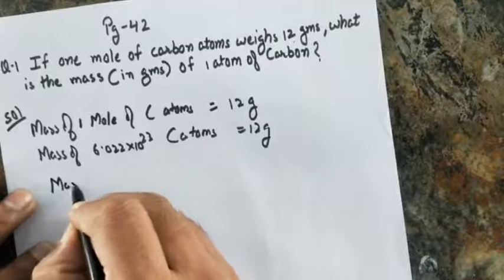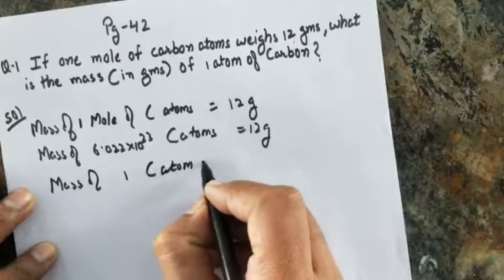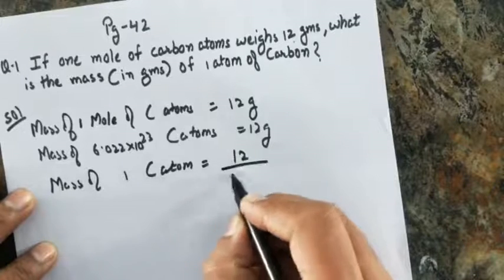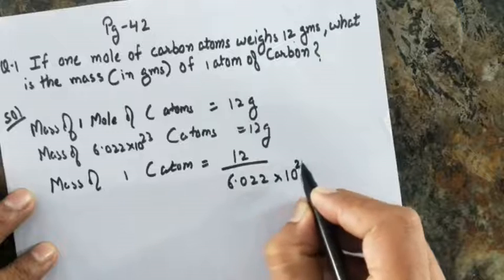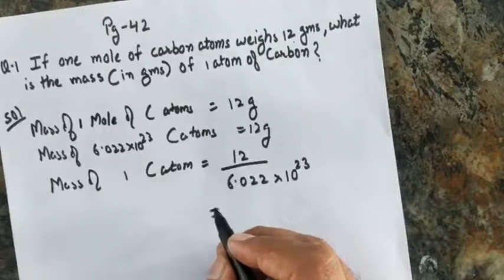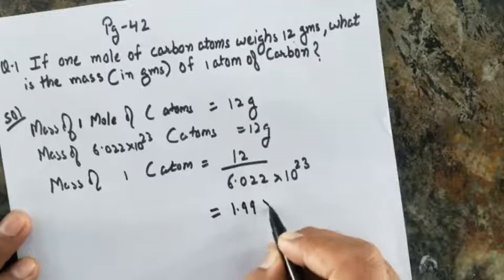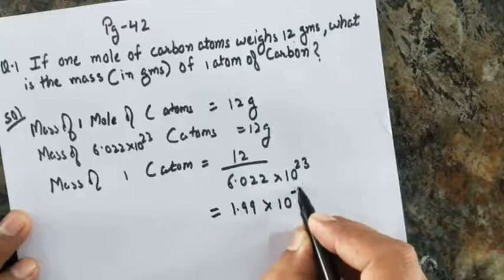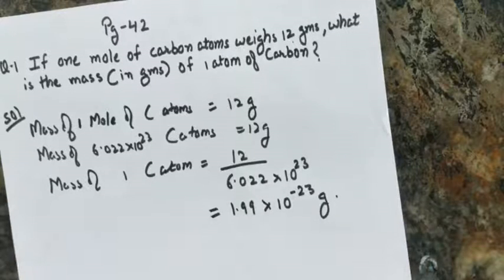Therefore, mass of 1 carbon atom will be equal to 12 upon 6.022 into 10 raised to 23. And on solving, the answer comes out to be equal to 1.99 into 10 raised to minus 23 grams. Okay, so this is your first question on page number 42.